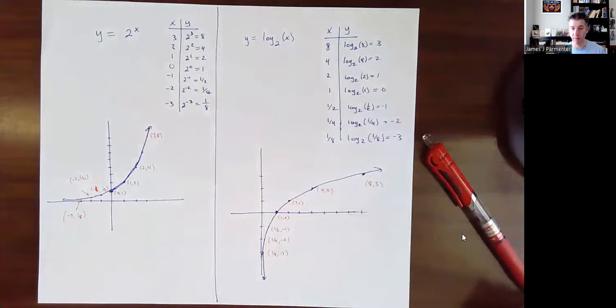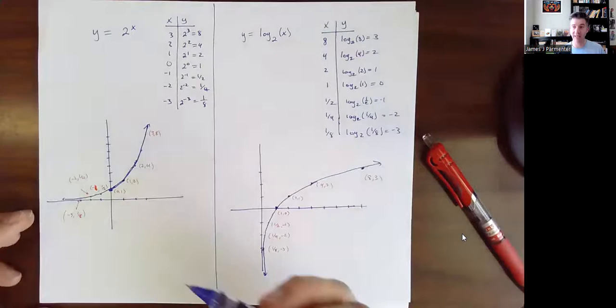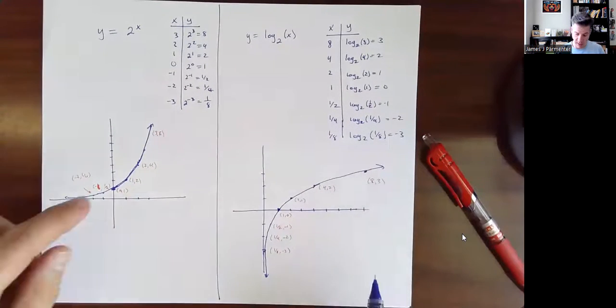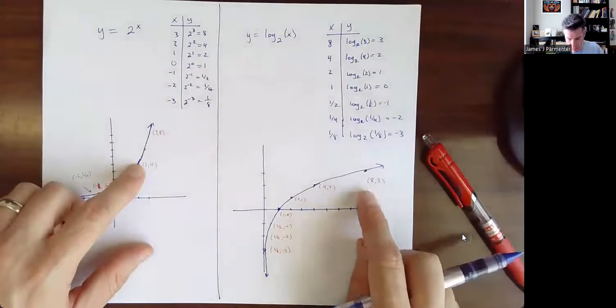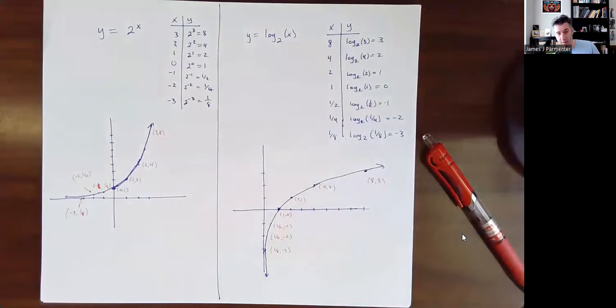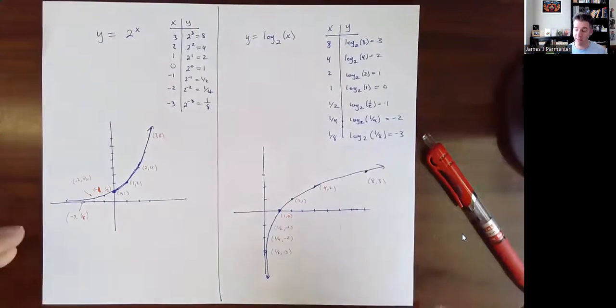So some things to observe. First of all, the x and y coordinates are interchanged, right? Here I have (3, 8), here I have (8, 3), (2, 4), (4, 2), (1, 2), (2, 1), etc., etc., etc. Also, all of the x and y features are interchanged.